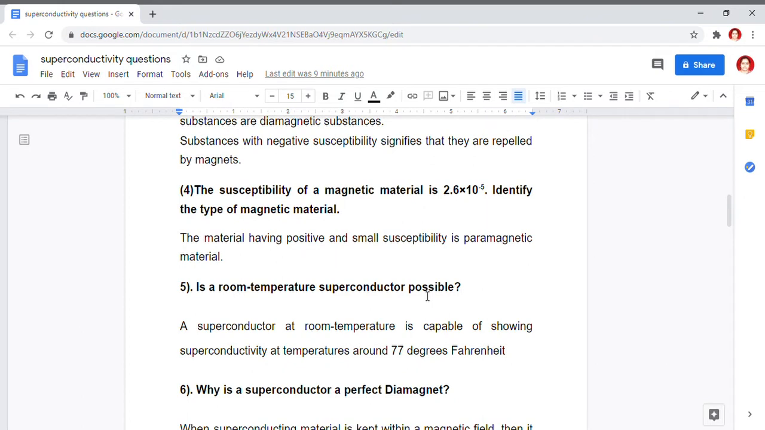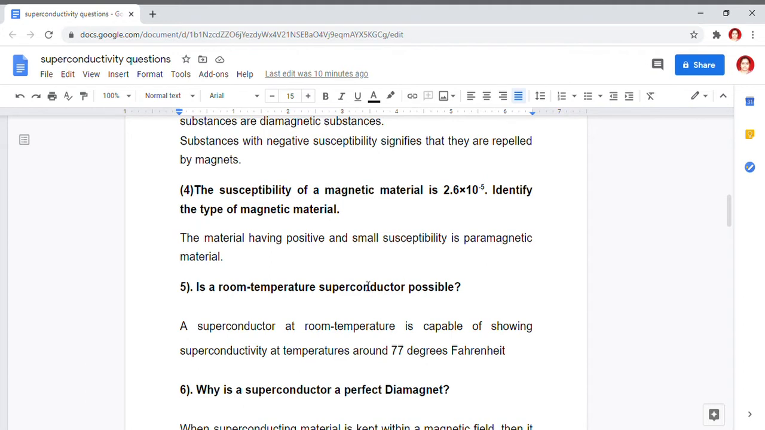Another problem is that the susceptibility of a magnetic material is 2.6 times 10 raised to power minus 5. I have to identify the type of magnetic material. Now, in this problem, the susceptibility chi is positive. So, we have already said that a material having positive susceptibility will be paramagnetic in nature.